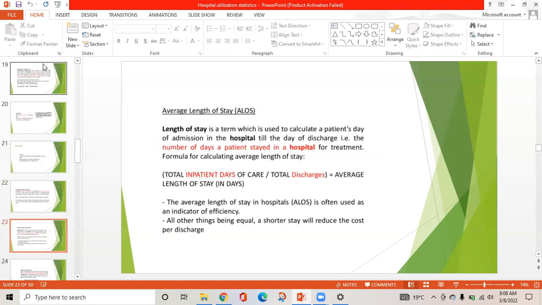Average length of stay. Length of stay is a term used to calculate a patient's time from the day of admission in the hospital till the day of discharge. That is the number of days a patient stayed in the hospital for treatment. The formula for calculating average length of stay is total inpatient days of care divided by total discharges. The average length of stay in the hospital is often used as an indicator of efficiency. All other things being equal, a shorter stay will reduce the cost per discharge.